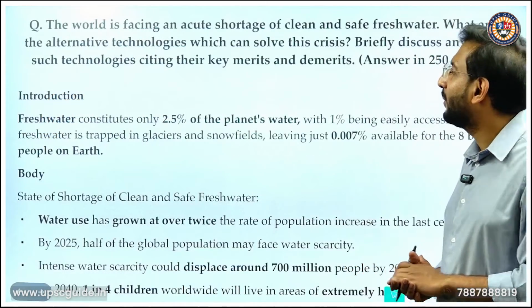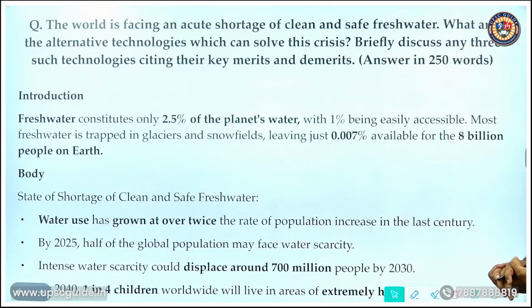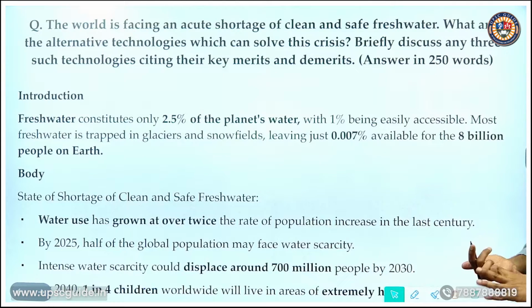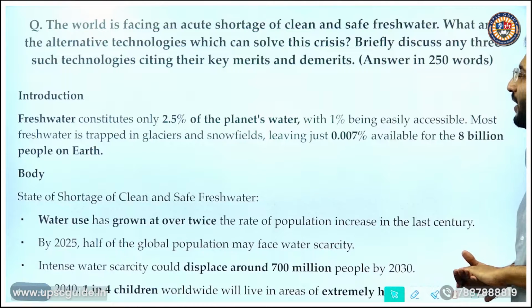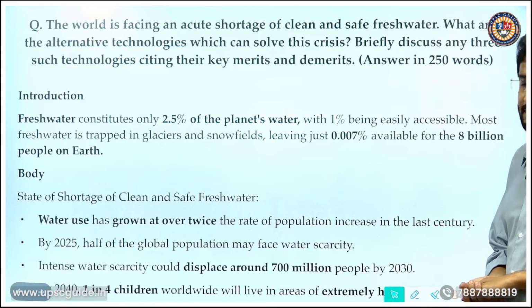Today we will be discussing a daily mains answer writing initiative. So, let's look at the question. It talks about the world facing an acute shortage of clean and safe fresh water. What are the alternative technologies which can solve this crisis? You also have to briefly discuss any three such technologies, citing their key merits as well as demerits.